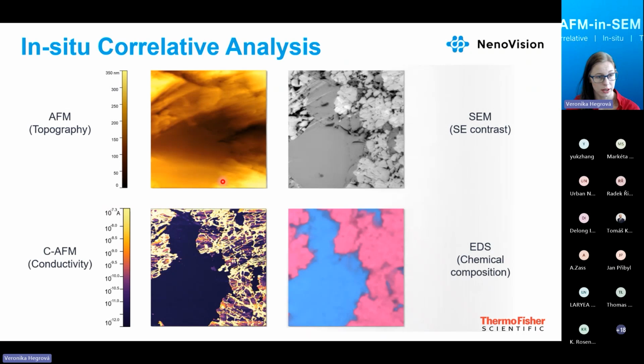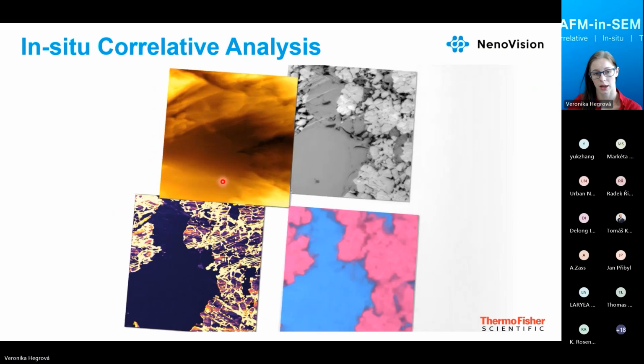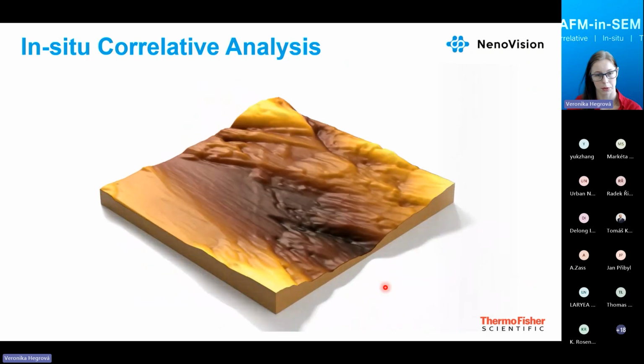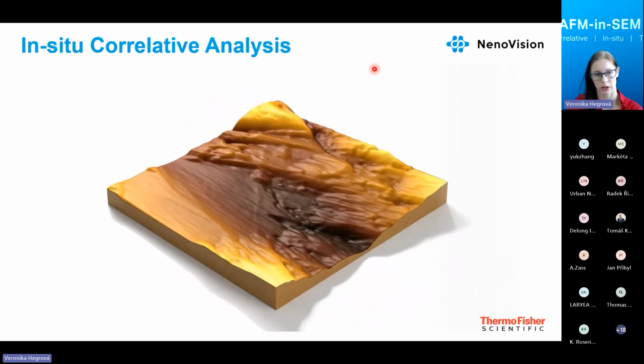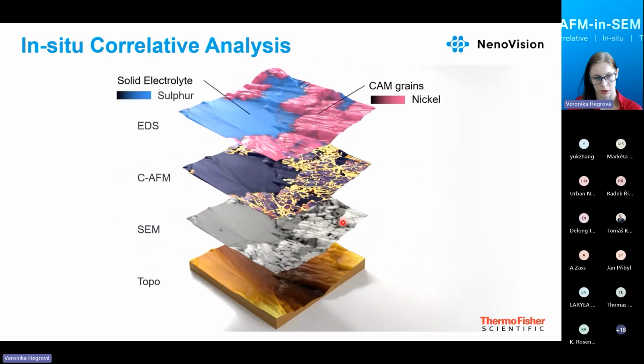Further, we could correlate the data. We obtained all these 4: topography, material contrast by SE, chemical composition, and the conductivity. And we can place them on top of each other and see more complex information.